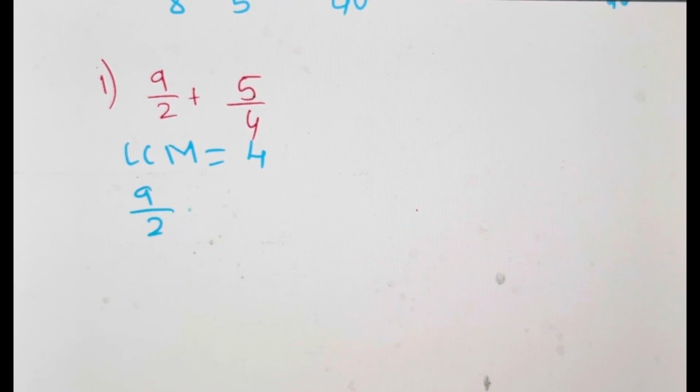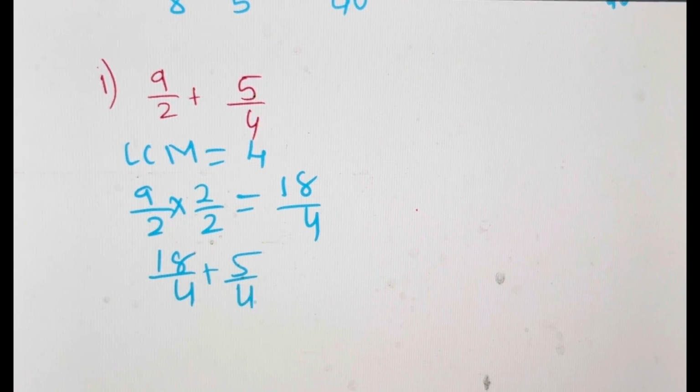Now we do question number I. That is 9 upon 2 plus 5 upon 4. If you observe 2 and 4, 4 is a multiple of 2, so the LCM would be 4. So we take 9 upon 2, make it 4, multiplied by 2, 2 2s are 4. So 9 2s are 18 upon 4. Now this is already 4. So we can simply add 18 upon 4 plus 5 upon 4. So 18 plus 5 gives you 23 upon 4.